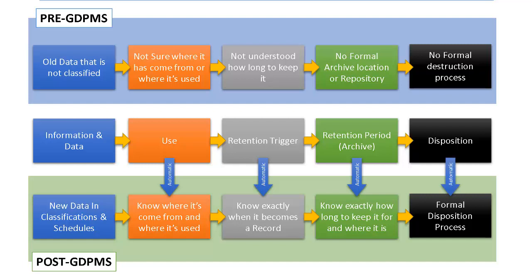And the way that the GDPMS functions is that information that you create in the GDPMS about the things that you do with the GDPMS are automatically converted into records, and they're automatically stored for a finite period of time, and then they're automatically destroyed once that period of retention has expired.